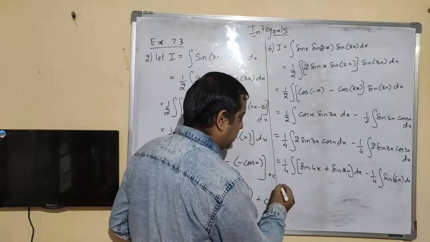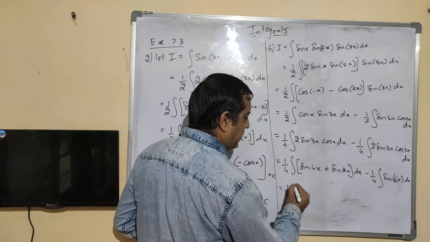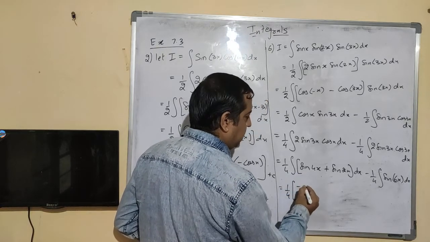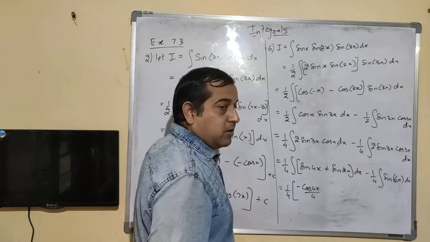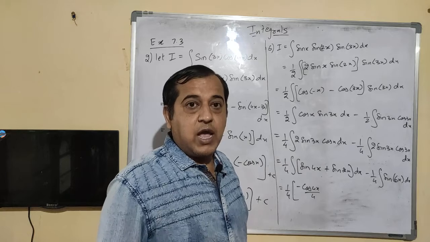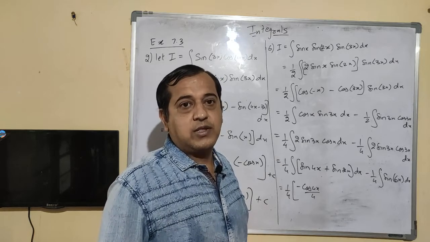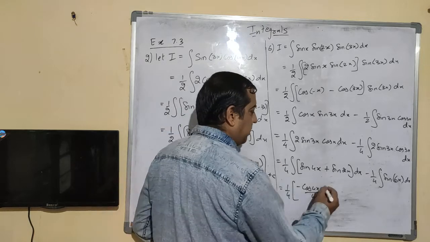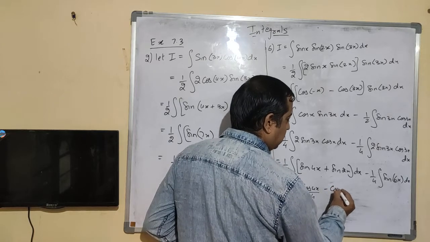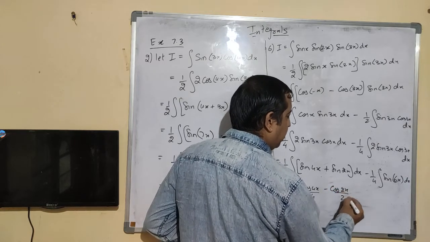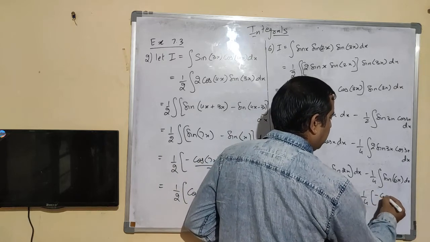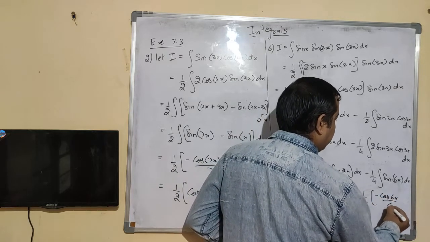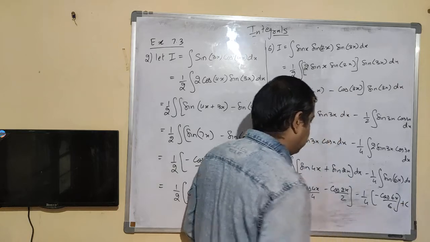Solve it further. You get 1/4, answer, this is minus cos 4x upon 4. The integral of sine is minus cos, and since the angle is 4x, the coefficient of x, which is 4, will be divided. Minus cos 2x upon 2, minus 1/4, this is minus cos 6x upon 6, plus constant.